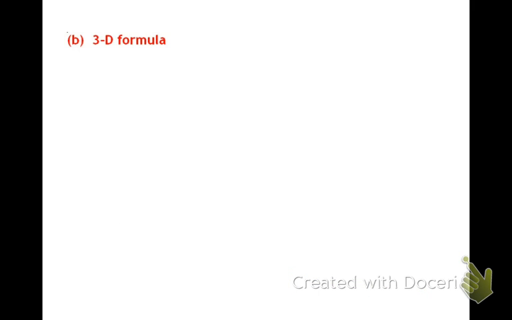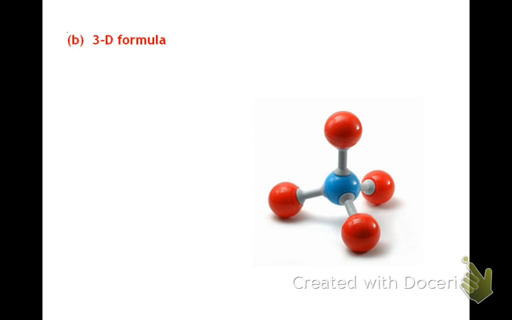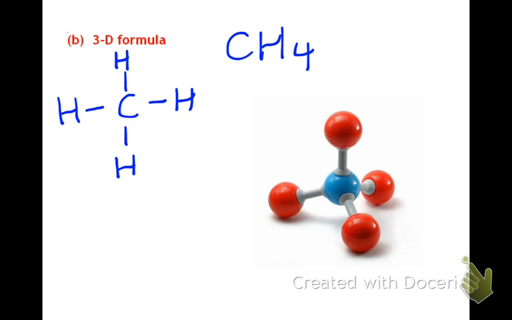The second way of representing formulas is via a 3D representation. If we consider a compound like methane, we might represent methane on a piece of paper like that. Methane is CH4. But what we lose in a diagram like that is the fact that methane is a 3-dimensional molecule. And if you look at this image over here, you can see this ball and stick model shows the 3-dimensionality of a methane molecule much better.